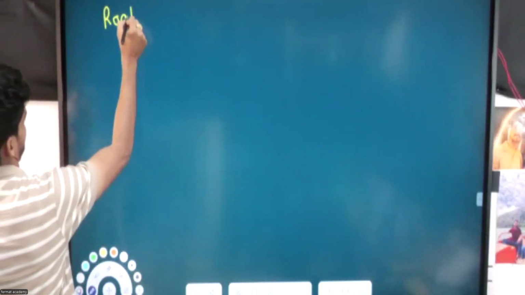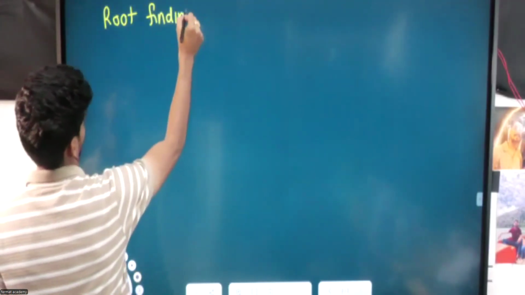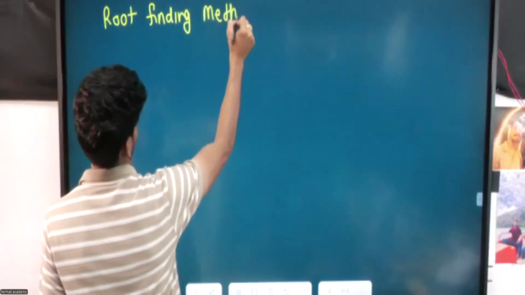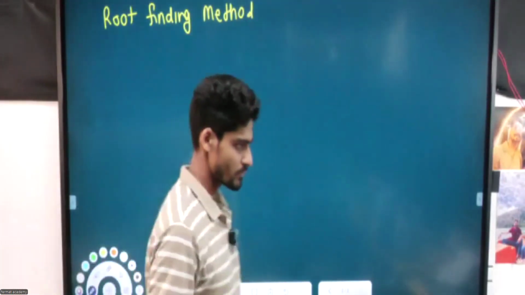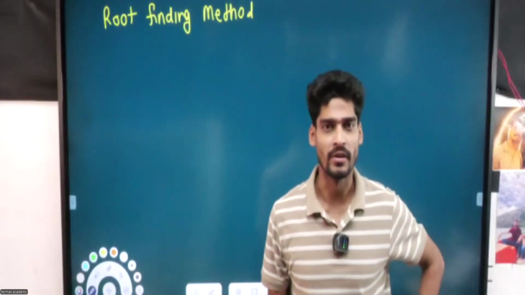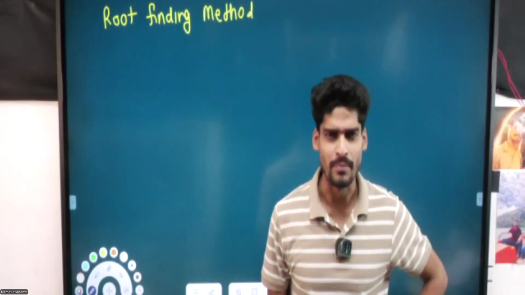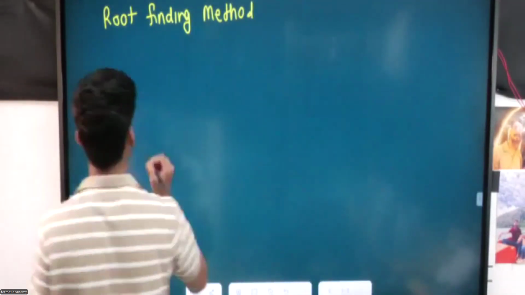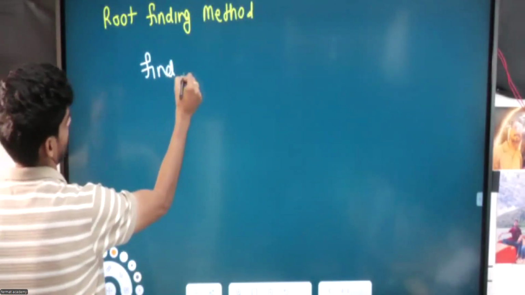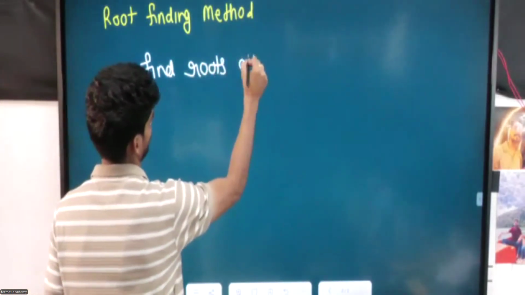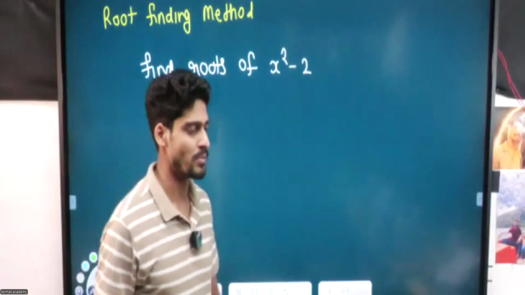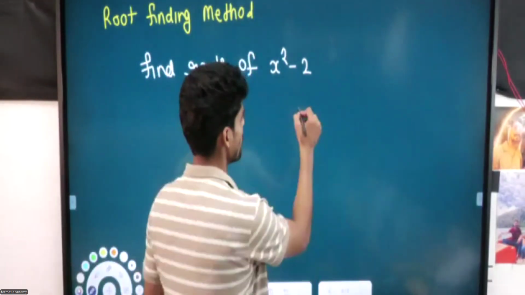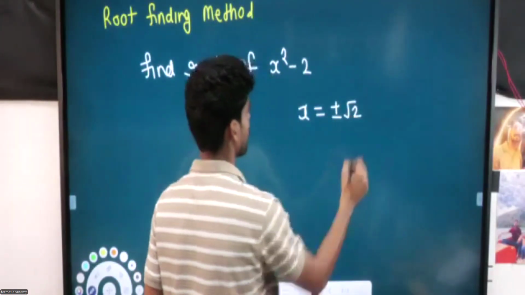The first topic is root finding methods. Suppose we are given some equation that is algebraic or transcendental. For example, suppose we are given: find the roots of x square minus 2. You will say, sir, why are you asking this problem? The roots are x is equal to plus minus square root of 2.